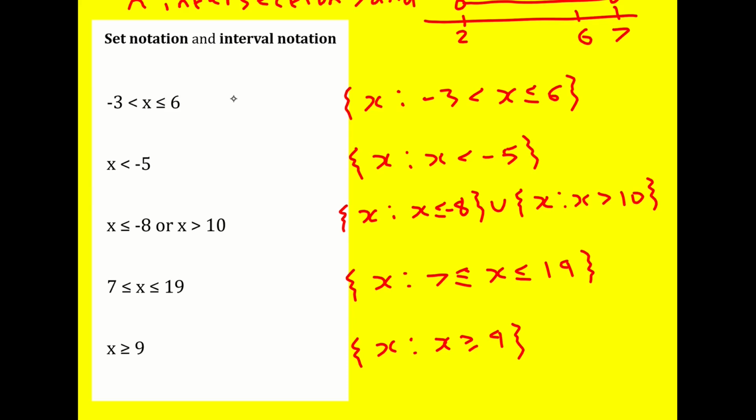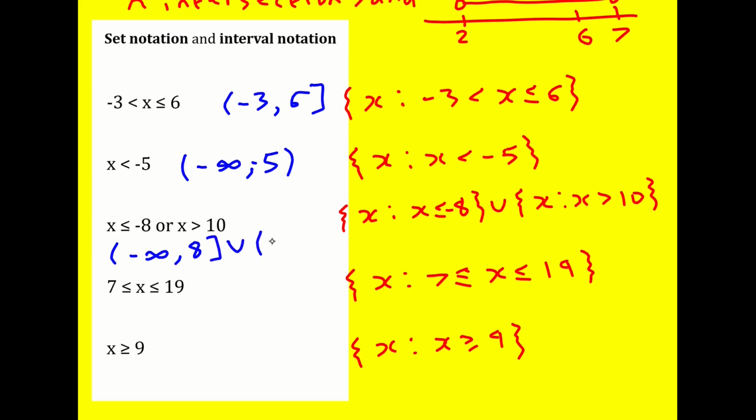Interval notation then, we're going to get bracket minus 3 comma 6 square bracket. Here, minus infinity, normal bracket, comma, minus 5, normal bracket. This one is going to become minus infinity, comma, 8 square bracket, unioned, normal bracket, 10, comma, infinity. This one's not too bad. It's going to be square bracket 7, comma 19. And finally, 9 with a square bracket, comma infinity.